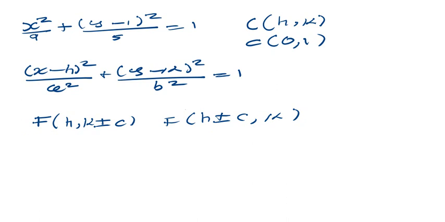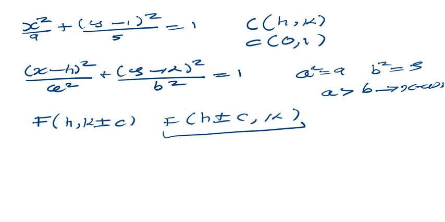for the foci. Now looking at what we have here, my a squared is equal to 9, my b squared is equal to 5. One thing I observe is that my a is greater than my b, which tells me that I'm on the x-axis, meaning this is oriented on the x-axis. So these are the coordinates that you're going to use.